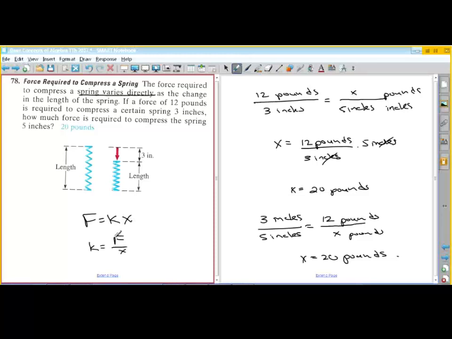And you could solve for k. K is equal to F over x. So if I took my initial point, 12 pounds, where I have both pieces of information, 12 pounds divided by 3 inches, then I get 4 pounds per inch. That's kind of like the conversion factor, or the proportionality constant that relates force to distance.